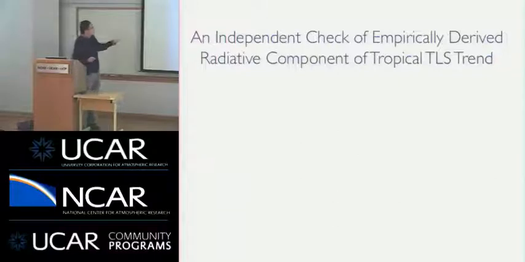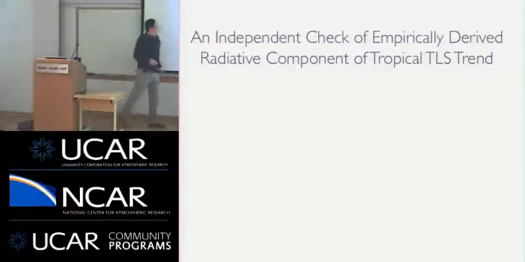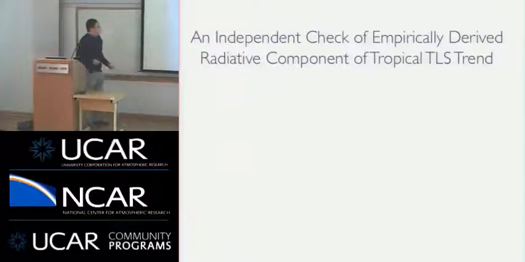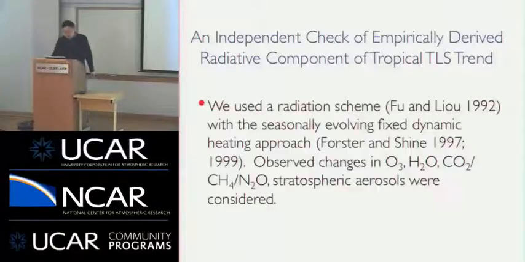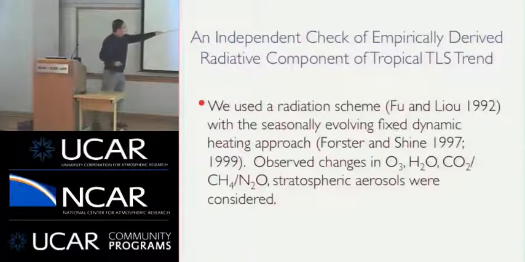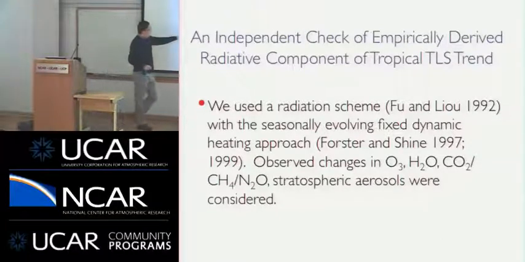Here I want to show an independent check of the empirically derived radiative component of the tropical temperature trend. We show the radiative part, empirically derived, as a function of the months, with a value of minus 0.29. What we use is a radiation model with a fixed dynamic heating approach. So we consider changes in ozone, water vapor, CO2, methane, the aerosol, and so on.